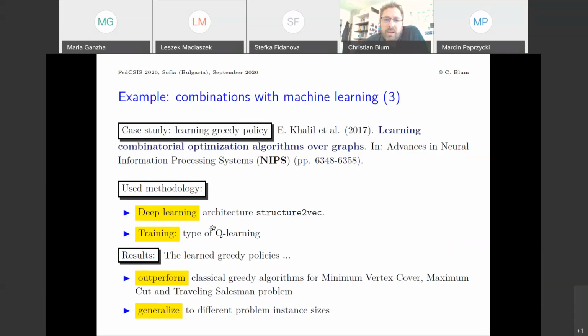They used a deep learning architecture called structure-to-vec. They used a type of Q learning, and they learned greedy policies in this way that outperform classical greedy algorithms for these three problems. And the good thing is that they even generalize to different problem instance sizes. So you can train the system with, let's say, graphs of size up to 100, and then you can apply it to graphs of size 1000, and it generalizes.